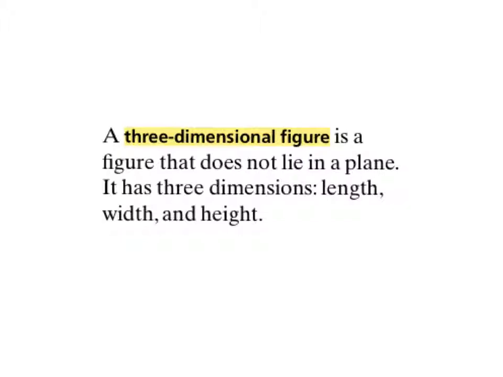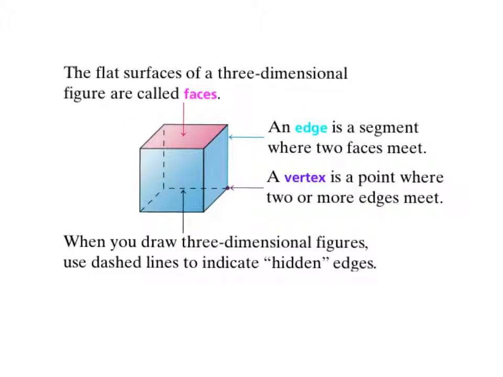A three-dimensional figure is a figure that does not lie in a plane, meaning it is not a flat shape. It has 3 dimensions: length, width, and height. The flat surfaces of three-dimensional figures are called faces. An edge is a segment where 2 faces meet. A vertex is a point where 2 edges meet.